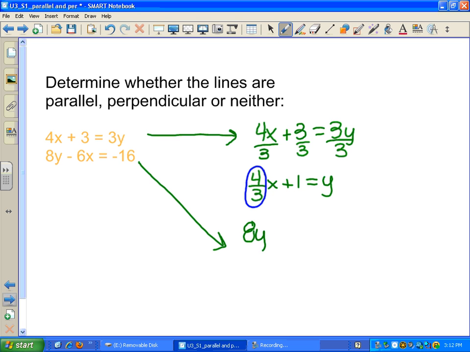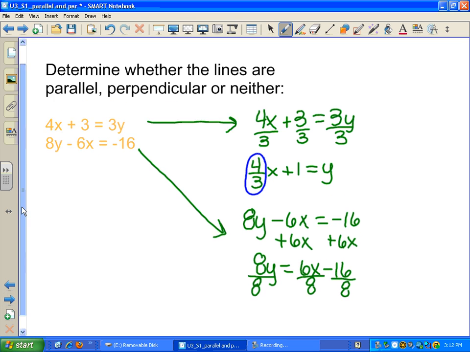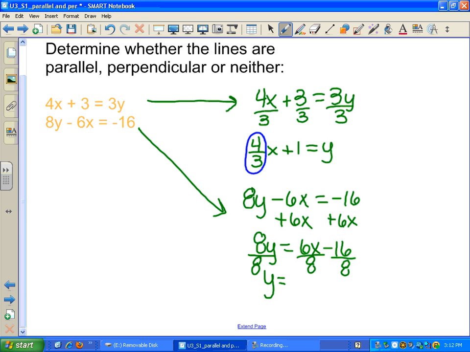So 8y minus 6x equals negative 16. I'm going to add 6x to both sides. So 8y is equal to 6x minus 16. Divide both sides by 8. And I will end up with y equals, if I reduce the fraction 6 over 8, that reduces to 3 over 4 x minus 2. So my slope there is 3/4.